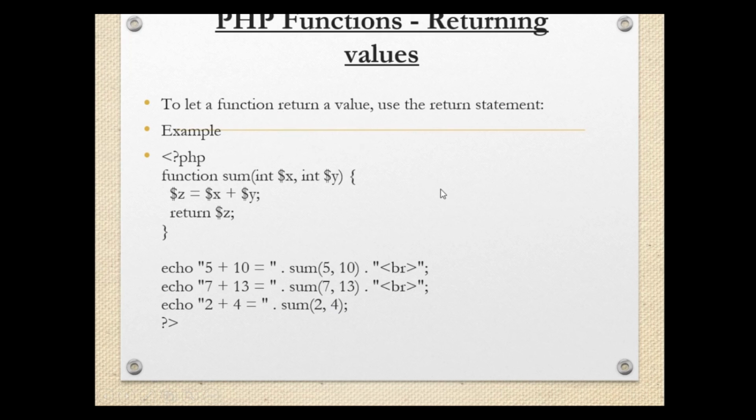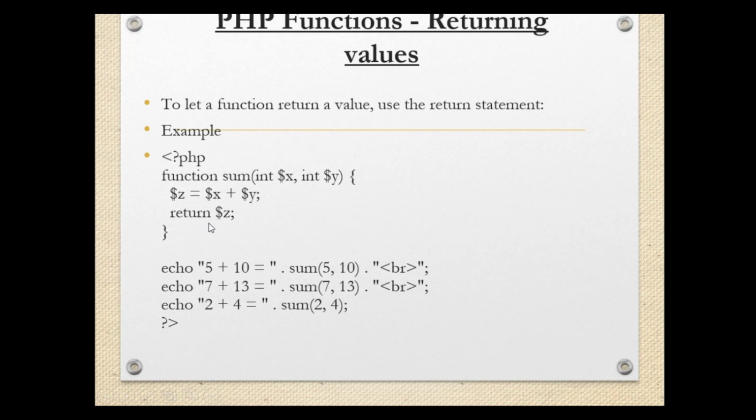PHP functions returning values. To let a function return a value, use the return statement. So students, if you want to return any value from a function, we have to use the keyword return. For example, we have opened the PHP tag. Under the PHP tag we have declared the function with the keyword function. We have given the function name as sum. In this we have passed two variables, $x and $y. We are doing addition here, that is $z equal to $x plus $y, and we are returning $z.